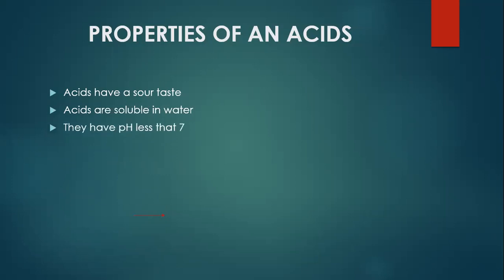Three, they have a pH less than 7. So on a pH scale or a pH meter, acids have a pH less than 7. So from 1 to 6, with 7 being the neutral point. From 1 to 6, or from 0 to 6, determines how acidic a substance is. Then number four, they turn blue litmus paper red.